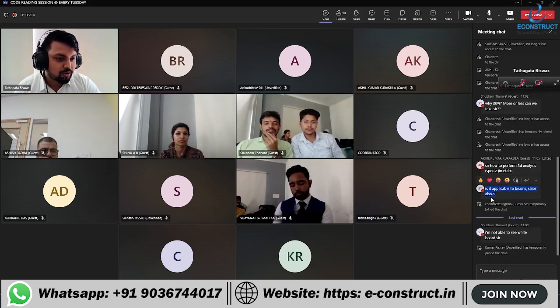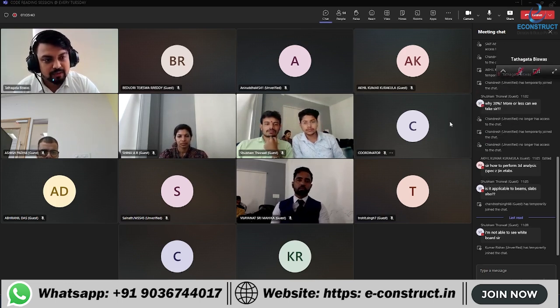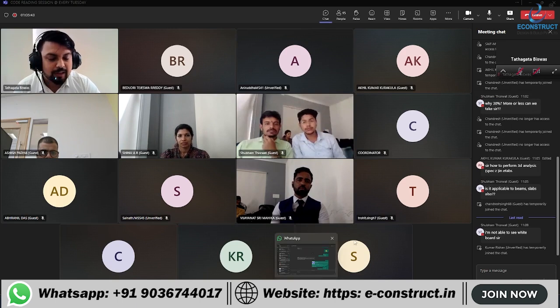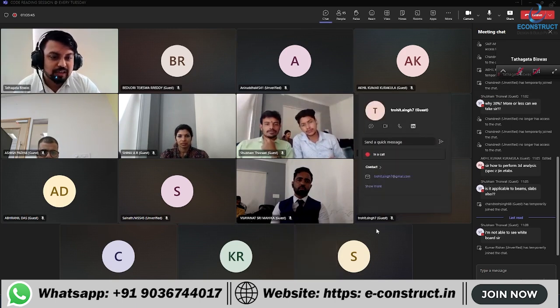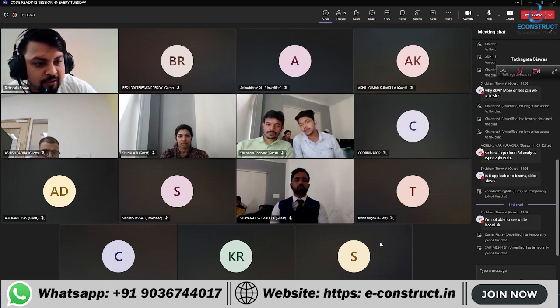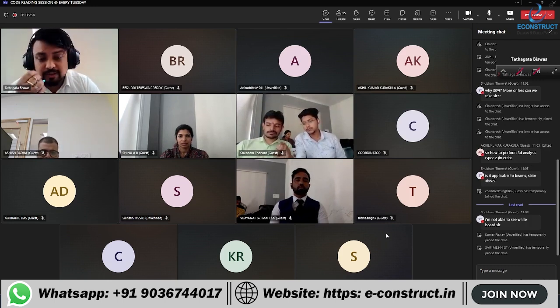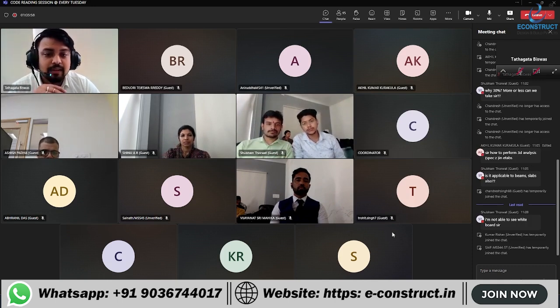So something has been told by Subham, that is it applicable to beam slab also? No. For the beam slab it is not applicable. It is for the vertical elements only. Beam slab is not in that, non-orthogonal is not there for beam slab and all these things. Okay, because it depends on the local axis. Beam slab has nothing to do with global axis, but the column has something to do with the global axis. That's why this particular effect is there with the vertical elements more.